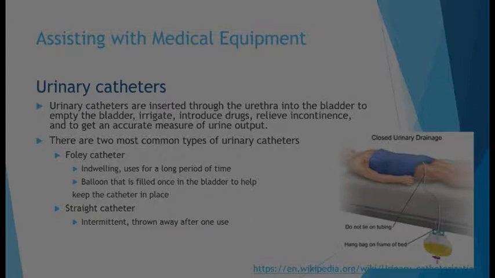It has a balloon that is filled once inside the bladder to help keep the catheter in place. Another is a straight catheter, which is thrown away after one use, called an intermittent catheter.